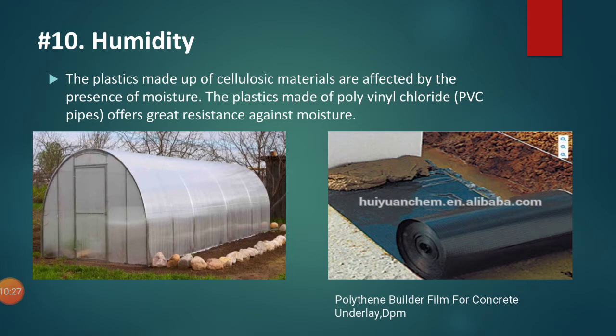Number 10, humidity. Plastics made up of cellulosic materials are affected by the presence of moisture. Plastic made of polyvinyl chloride, which is a non-cellulose material, such as PVC pipes, offers great resistance against moisture, as shown in the picture above, which can be used in greenhouses, or on your right hand side, a thin layer of DPM, polythene builder film for concrete underlay, which is placed on your floor to prevent moisture from entering your building.